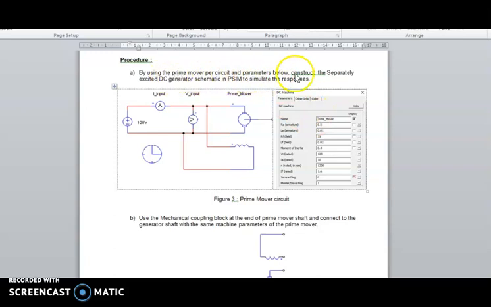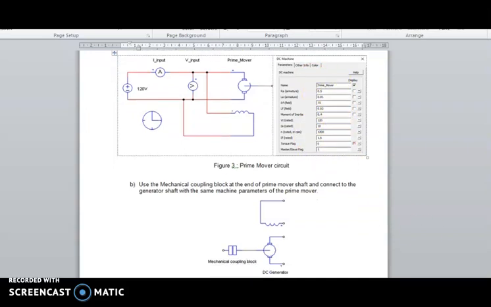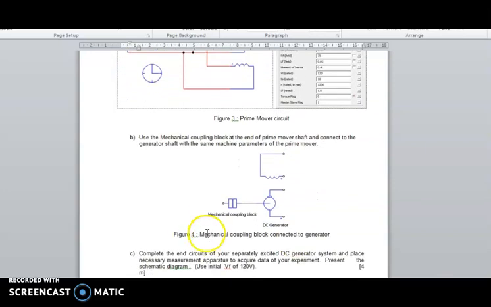So the prime mover, you can follow the circuit with the default parameters of the DC machine. It will turn in 1200 RPM. All the data or the parameters you can follow the default, or you can retype according to this scheme. And use another, after the shaft should be connected into mechanical coupling block. So this mechanical coupling block will connect into your DC generator.